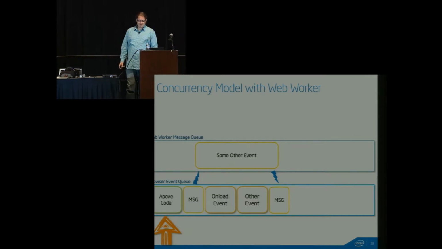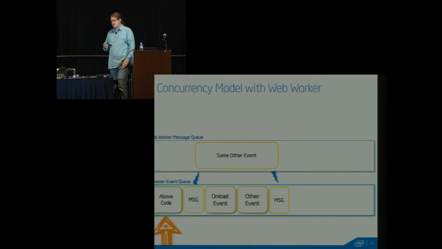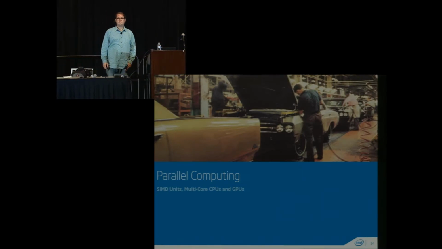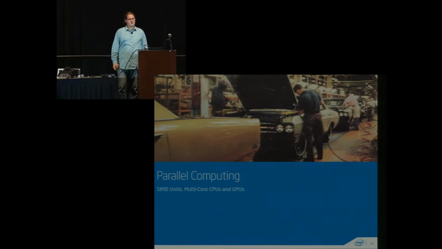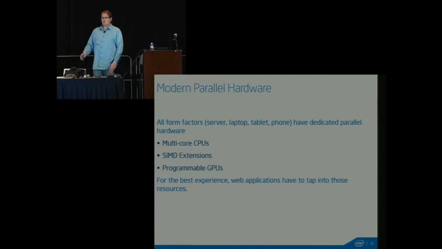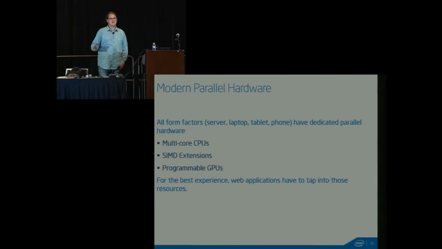OK, so that's all I wanted to say about concurrency. Let's switch minds and go to parallel computing. So what do we have to do? What techniques, methods do we have for parallel computing in JavaScript? As I said before, you have all this parallel hardware. It's ubiquitous. It's everywhere. And if you really want to have the best experience on whatever platform, maybe not today, but certainly in the future, you will have to make use of this hardware.